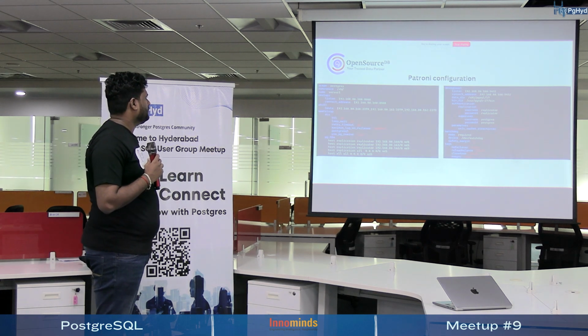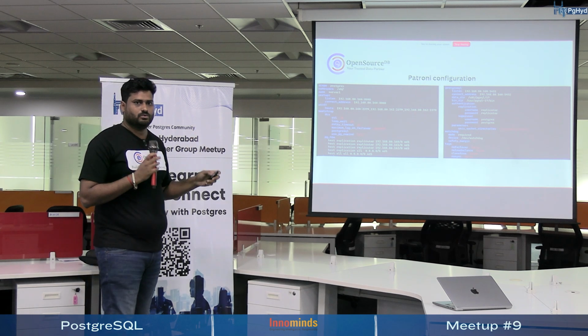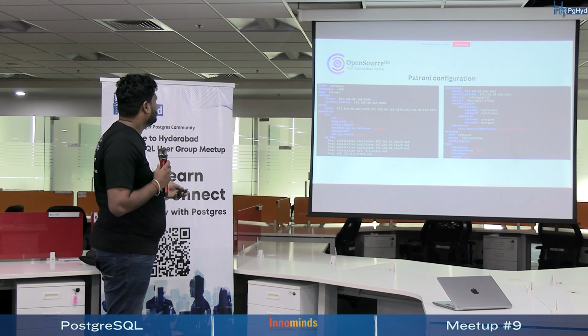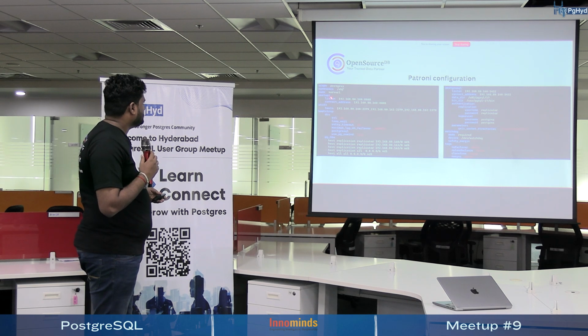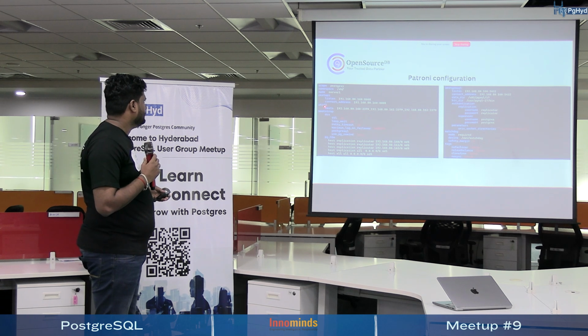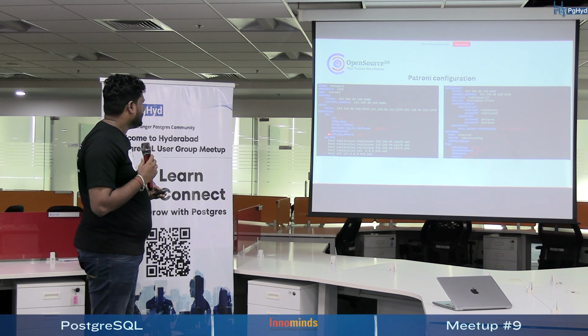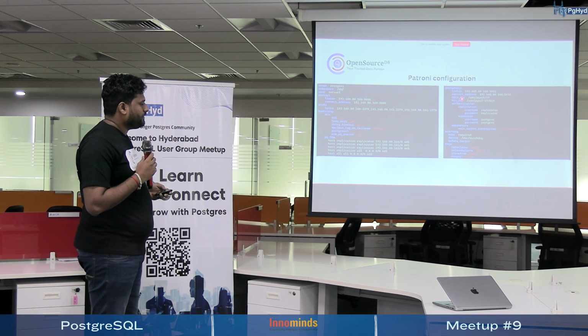Coming next to the Patroni configuration, this is a single file, but I have split it into 2 photos just to make sure. Here I have given the basic info. After that, I have given the information about the etcd clusters. Later, the initial bootstrap details, HBA details, the Postgres details, and the data directory and bin directory.